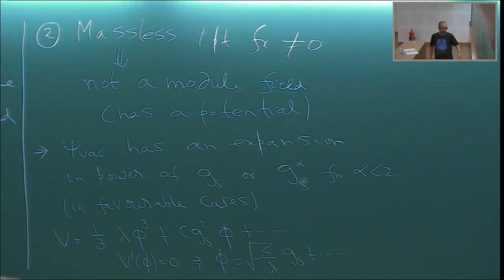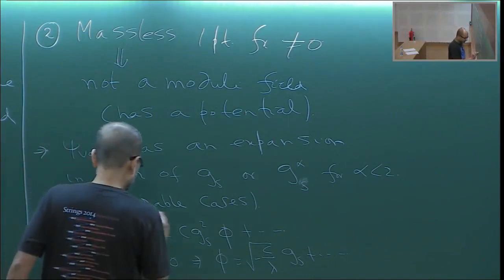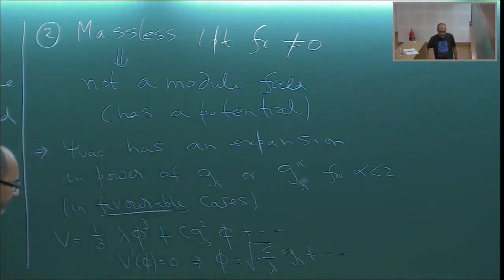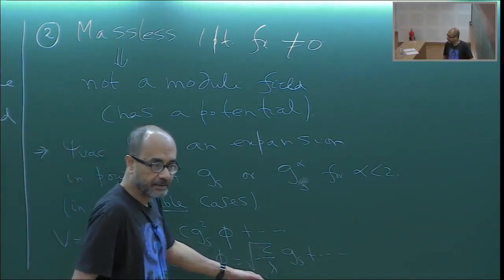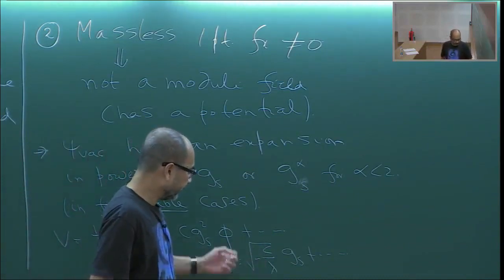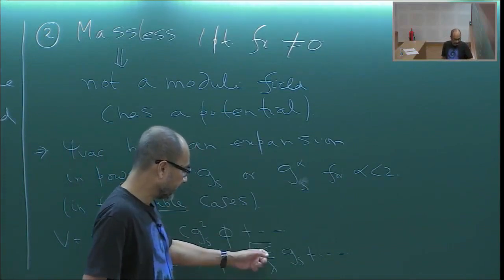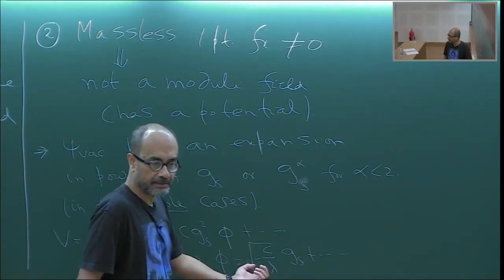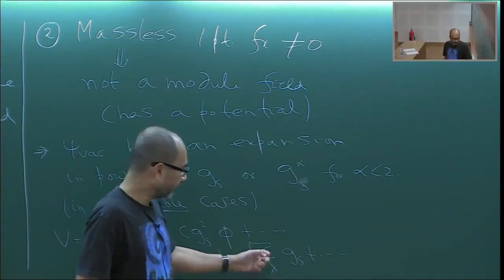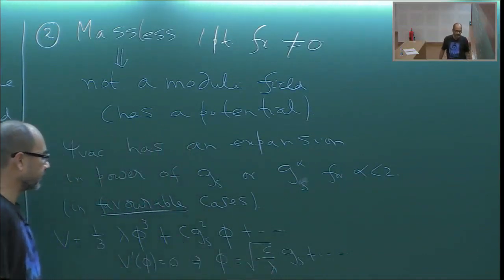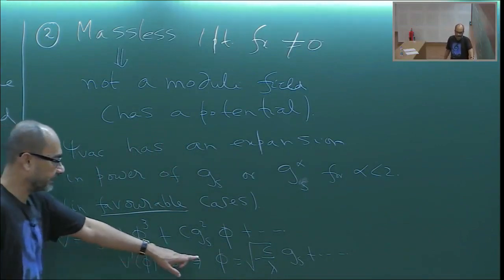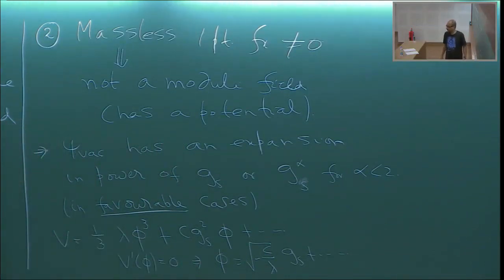Okay. Now, when I said that in favorable cases, this basically means that we can solve it in the case where this has the right sign. You see that if phi is a real field and if c over lambda is positive, then this solution doesn't make sense, right? So you have to make sure that c over lambda is negative. So for certain choice of signs of c, we can find non-trivial solutions.